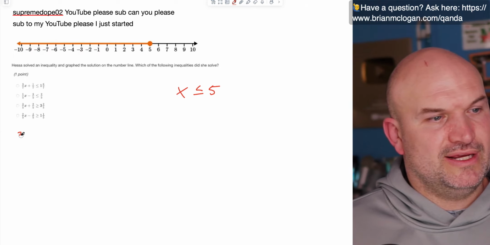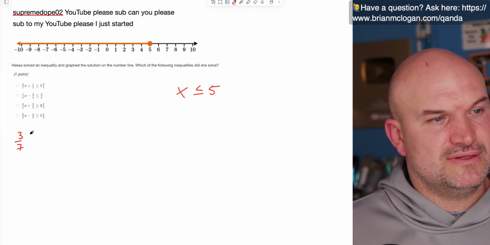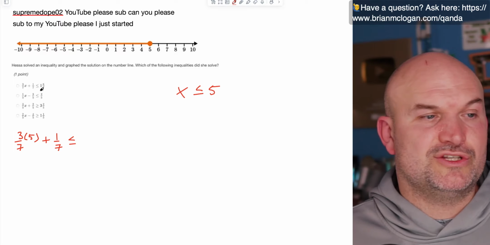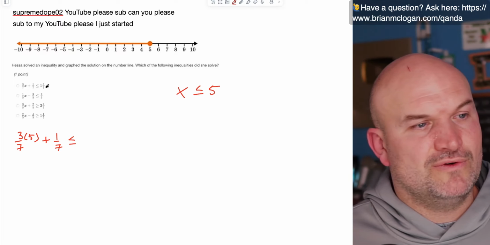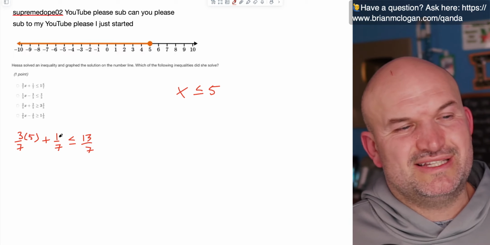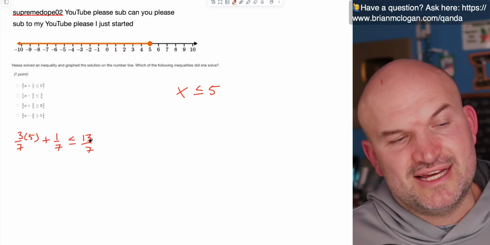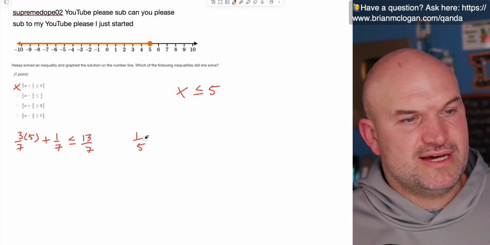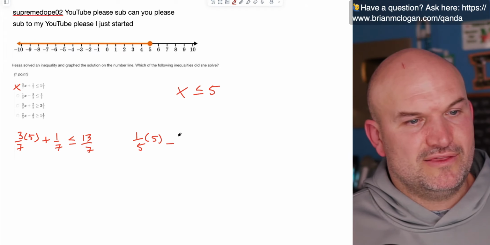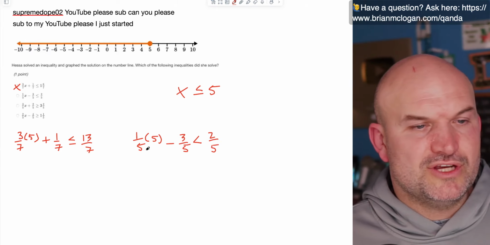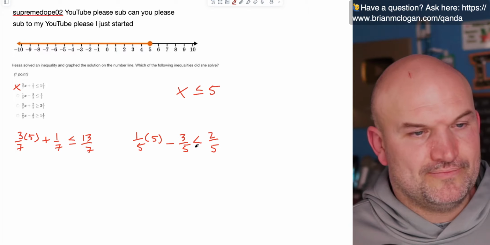So here I do 3/7 times 5 plus 1/7, and then it's less than or equal to, now here I'm going to convert this to an improper fraction, so that would be 13/7. Well, that's going to be 15 plus 1 is 16/7, so 16/7 is not less than 13/7, so it's not that one. This one's going to be 1/5 times 5 minus 3/5 is less than or equal to 2/5.